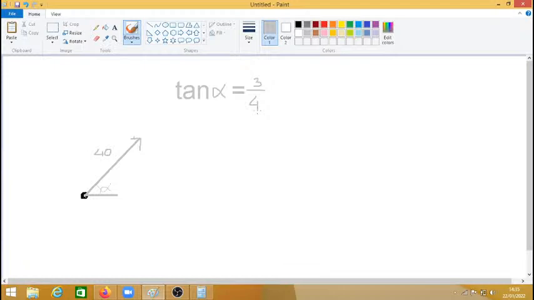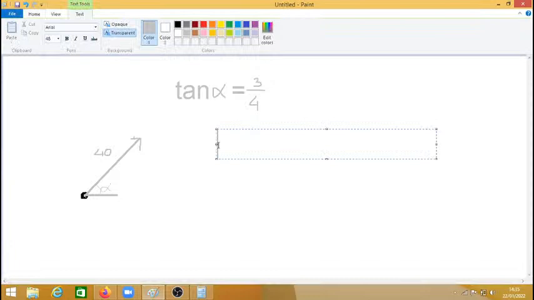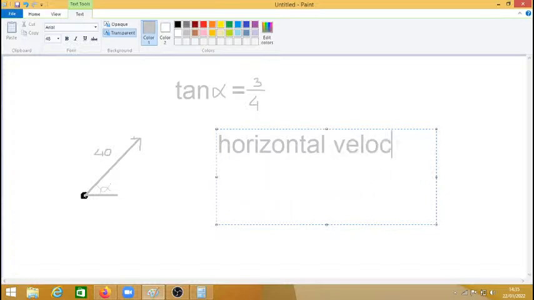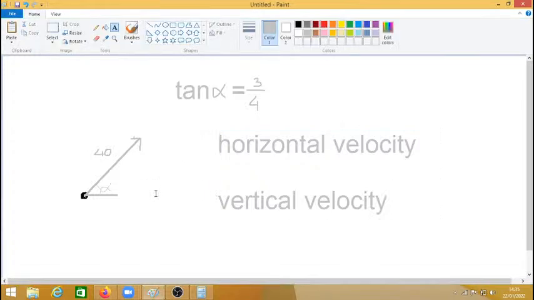The question is, if this particle is fired off at a velocity of 40 meters per second, then what is the horizontal component of the velocity? The question is, work out the horizontal component of the velocity and the vertical component of the velocity, and then express it as a vector. So let's do that one at a time.